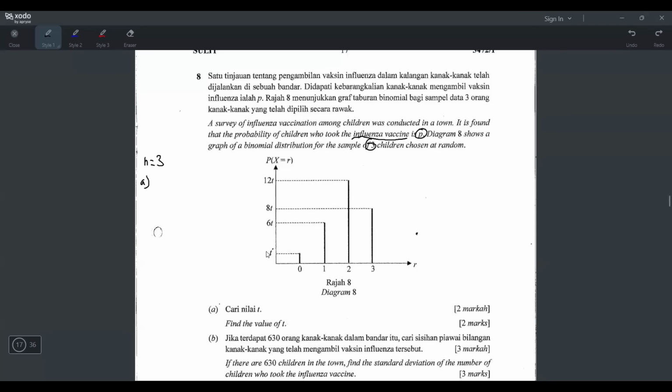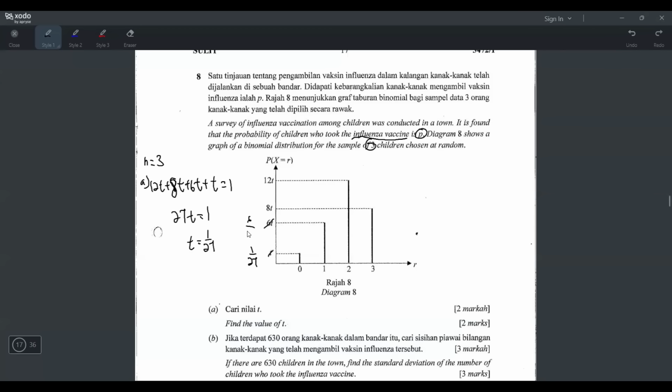When you add all the probability answers together, you will get 1. So to find T, you take 12T plus 8T plus 6T plus 1T equals 1. The T terms can be added. So 12 plus 8 is 20, 20 plus 7 is 27, so 27T equals 1. So T is 1 over 27.